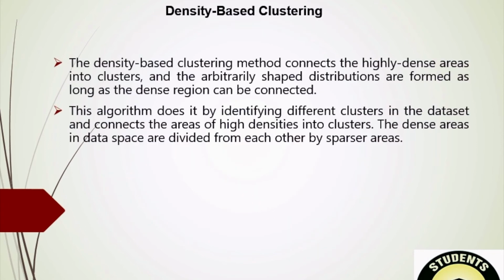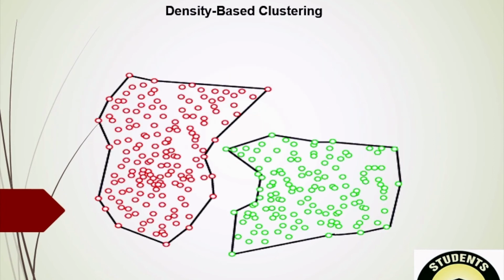Second, a very important aspect of clustering is called density-based clustering. The density-based clustering method connects the high-density areas into clusters. The algorithm does this by identifying different clusters in the data set and connecting the areas of high density into that cluster, and the dense areas in data space are divided from each other by sparser areas. So in this diagram, you can see that this belongs to density-based clustering.